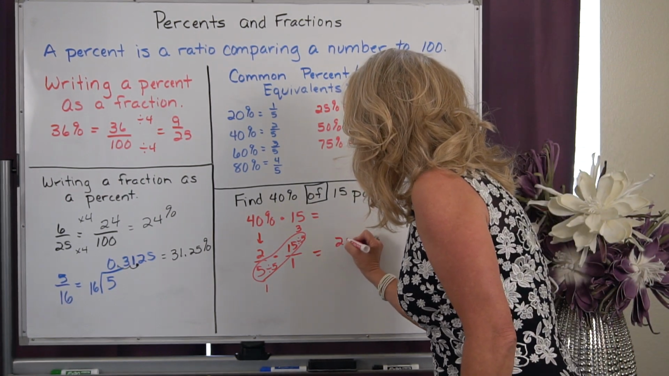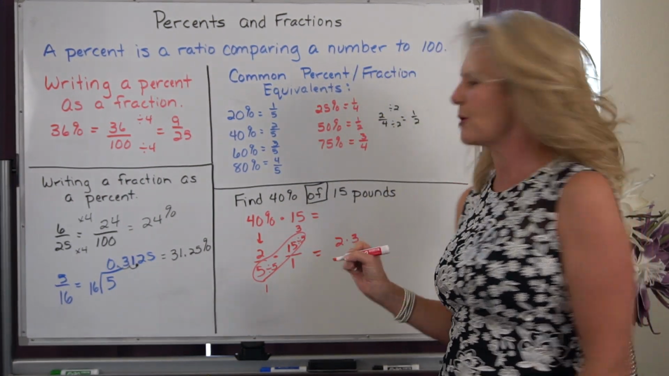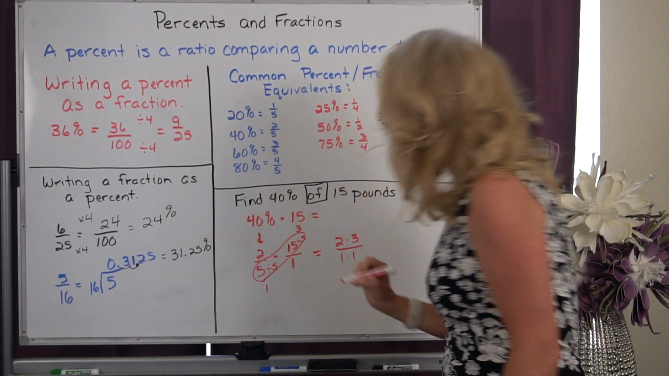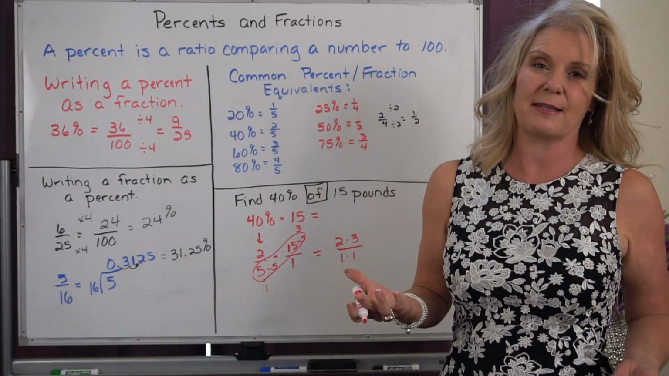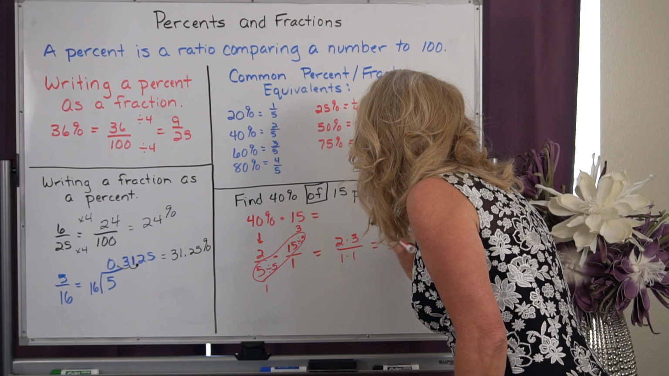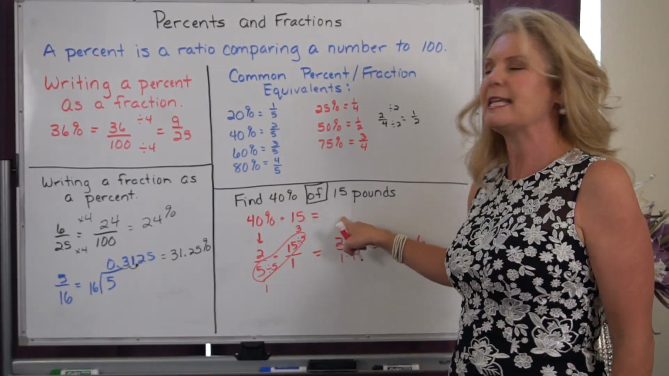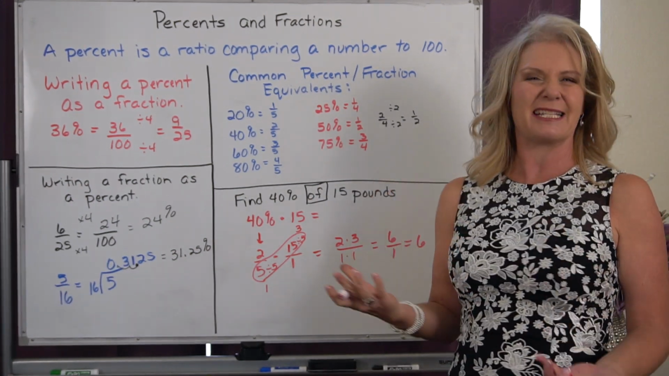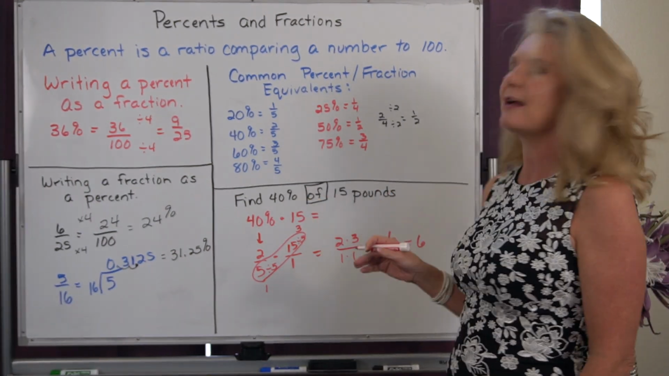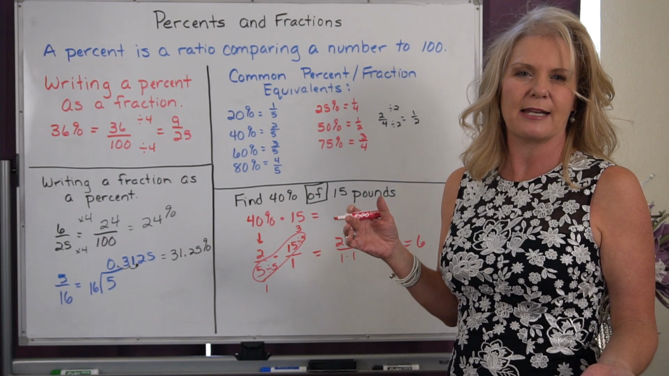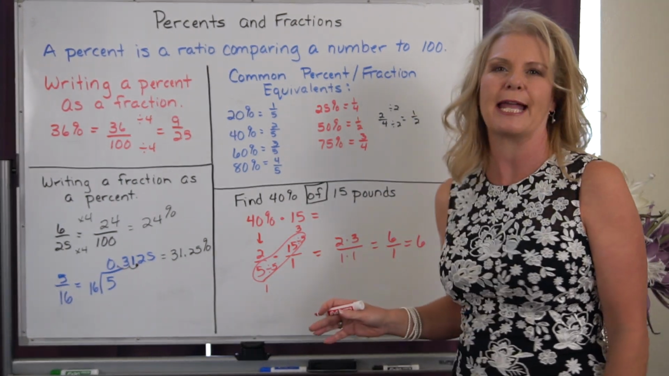So now I get 2 times 3 in my numerators over 1 times 1 for my denominators, which makes the math really easy. So I get 6 over 1, which is 6. So 40% of 15 would be 6. That makes sense to me because 50% of 15 would be about 7.5, so it seems like a reasonable answer.